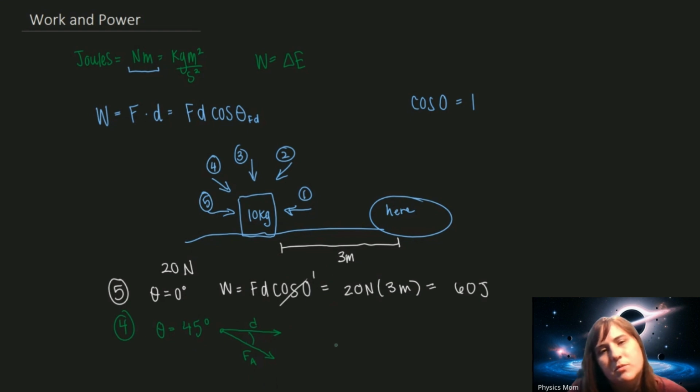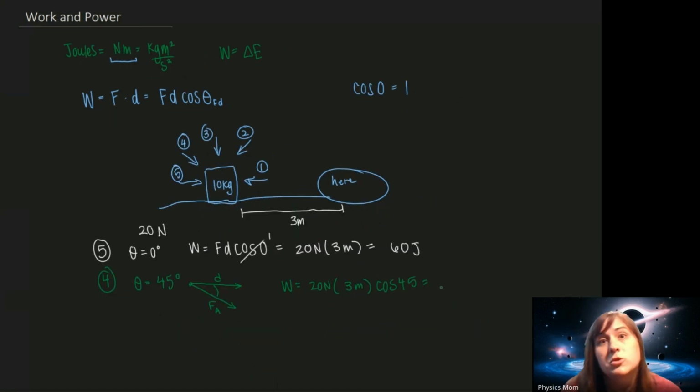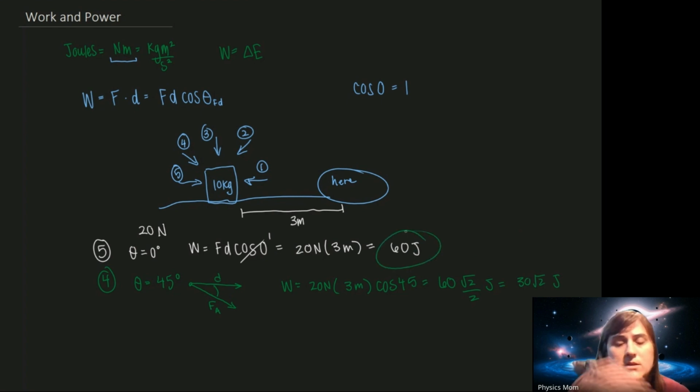Then in this case, the work is equal to 20 newtons, 3 meters, times cosine 45, which we could plug in our calculator, but I'm familiar enough with the unit circle that I know this is 60 times root 2 over 2 joules, which simplifies. I can call this 30 root 2 joules, but we see that it's significantly less than 60, right? So I'm not optimizing my force to my work as efficiently as I could have.